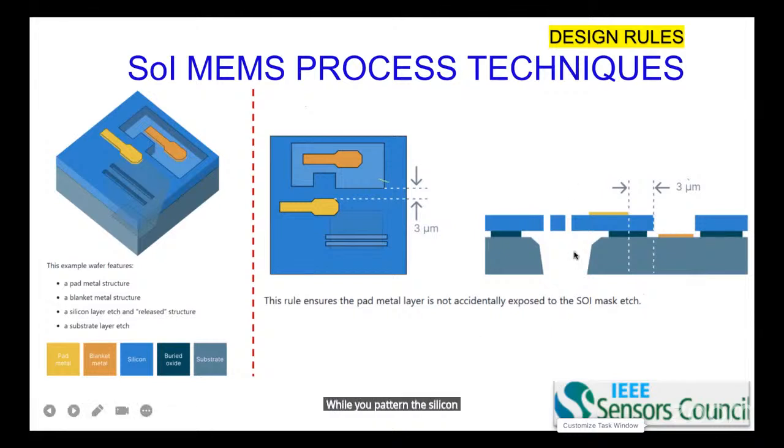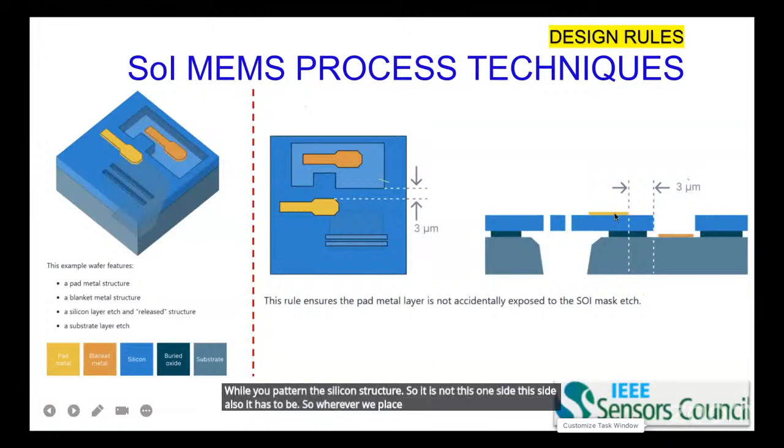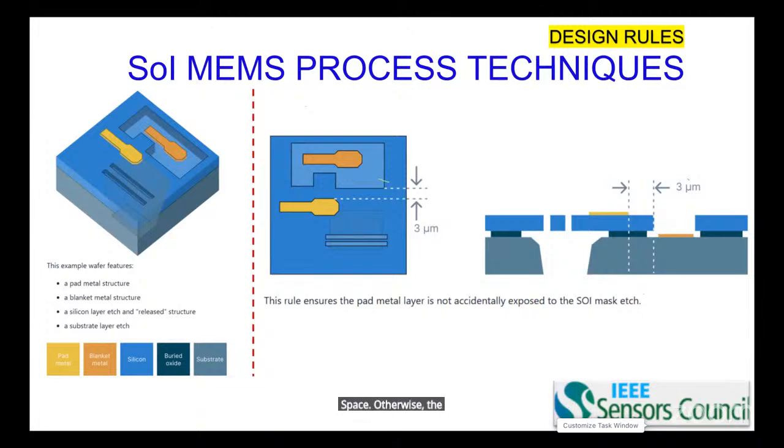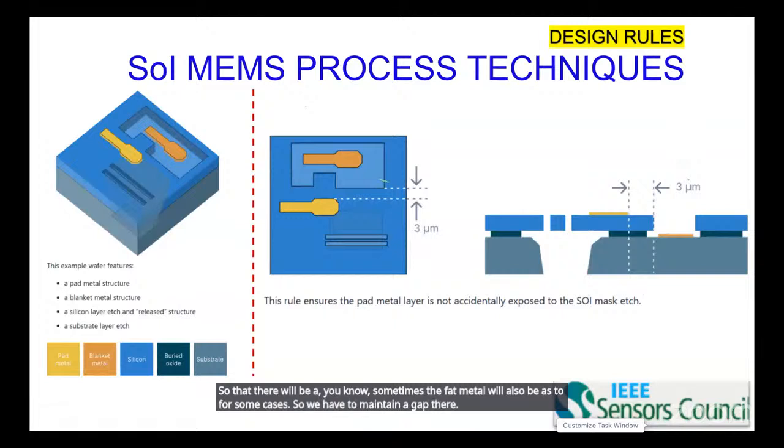So it is not only this one side, this side also it has to be. So wherever we place the contact metal, and when you place the second mask of metal SOI mask, there should be sufficient space. Otherwise, the pad metal layer will also be exposed to the SOI mask, and sometimes the pad metal will also be etched. So we have to maintain a gap there.